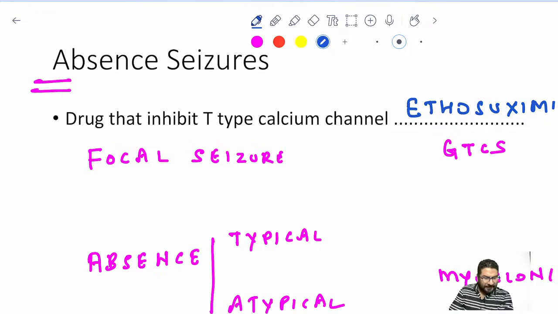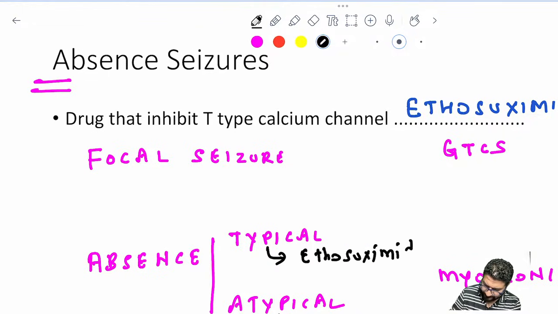Okay, now understand. Is ethosuximide given in typical or atypical? In atypical what do we use? In atypical we will use valproate. In typical we prefer to use ethosuximide. Done.